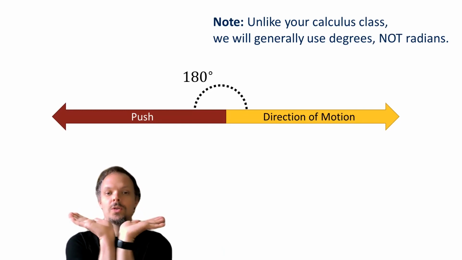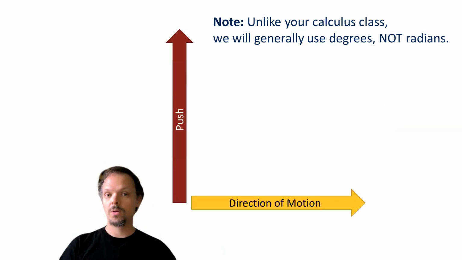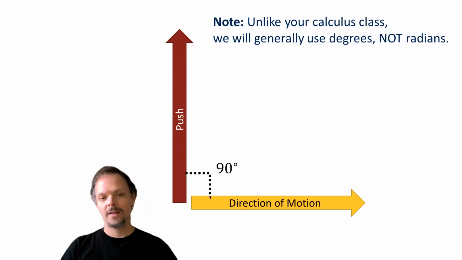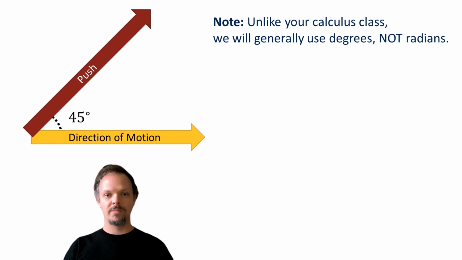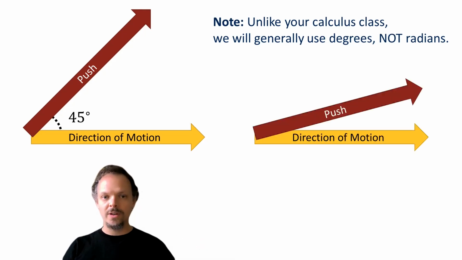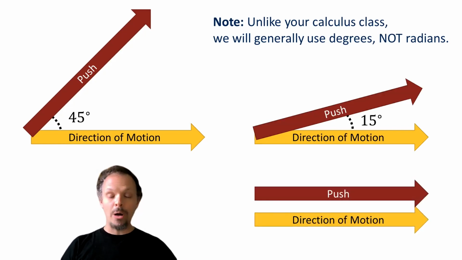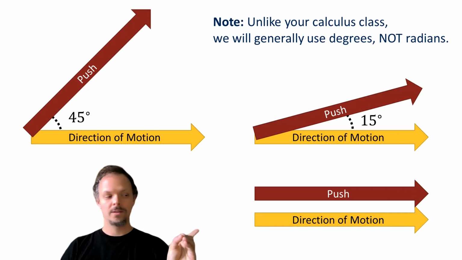Now, let's take these two quantities with direction and shrink the angle between them. Ultimately, we get to 90 degrees, where the direction of motion is still to the right and the push is now up. Let's shrink the angle further, keep the direction of motion to the right, and bring the push closer and closer to that direction of motion. So from 90 to 45 degrees, down to 15 degrees, until ultimately both our push and our direction of motion are both pointing to the right.